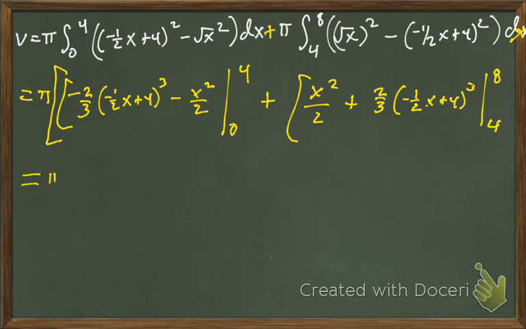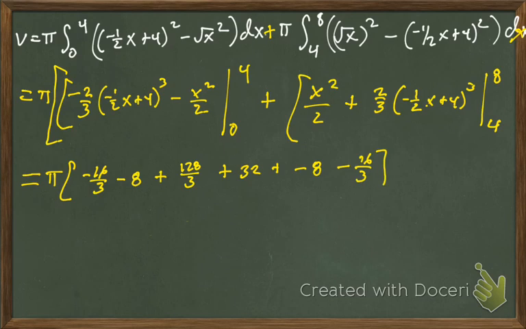So we got -2/3 of pi, and then that'll give us -16/3 minus 8 plus 128 over 3 plus 32 minus 8 minus 16/3. And then if you get a common denominator, it works out to something fairly nice of 48 pi. Okay, so that is it for this video.